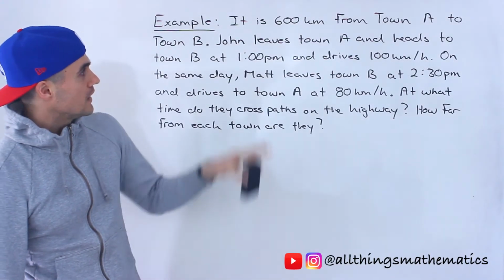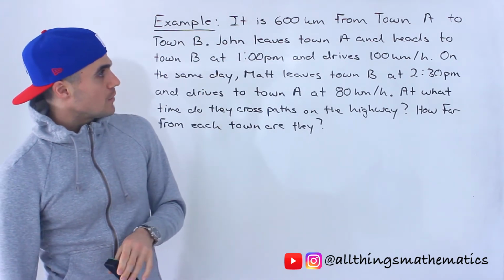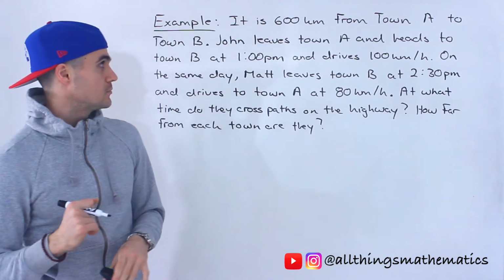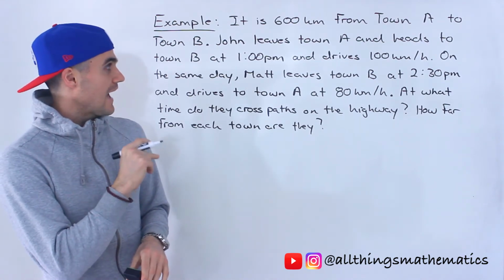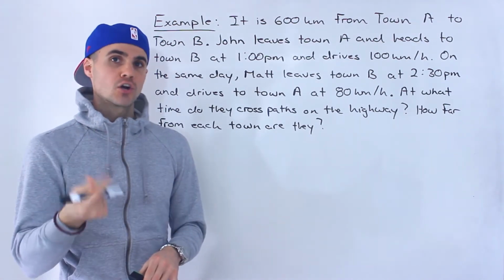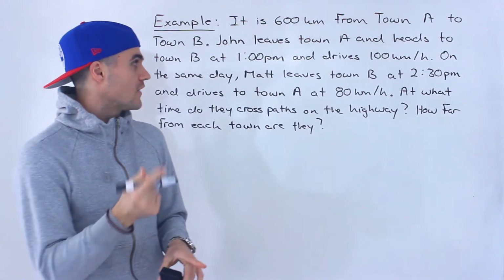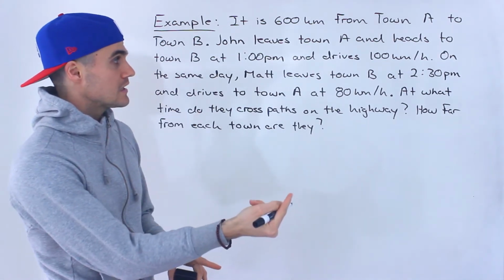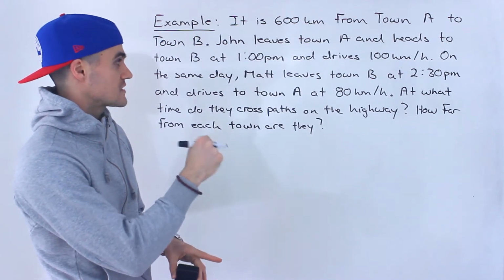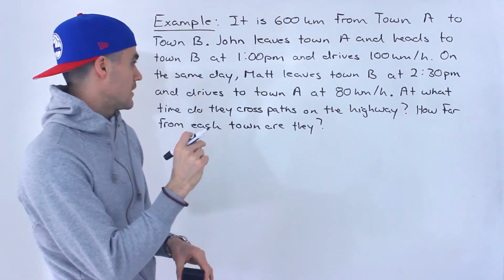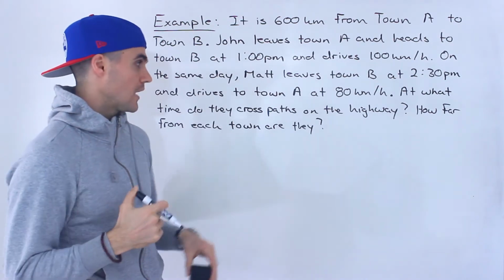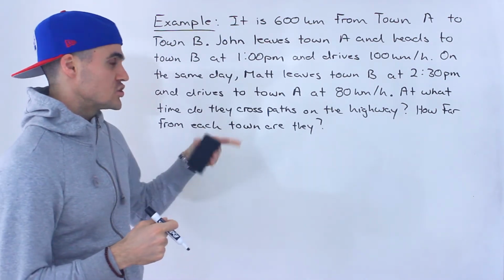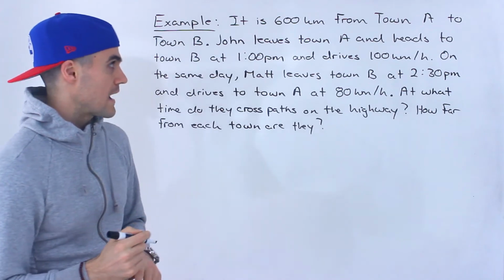Moving on to another word problem. We're told that it is 600 kilometers from town A to town B, and that John leaves town A and heads to town B at 1 p.m. and drives 100 kilometers per hour. On the same day, Matt leaves town B at 2:30 p.m. and drives to town A at 80 kilometers per hour. They're asking at what time they cross paths on the highway, and how far from each town they are when they cross paths.